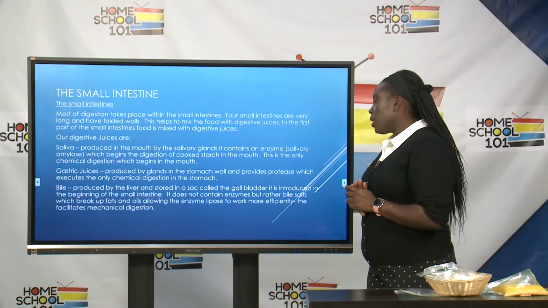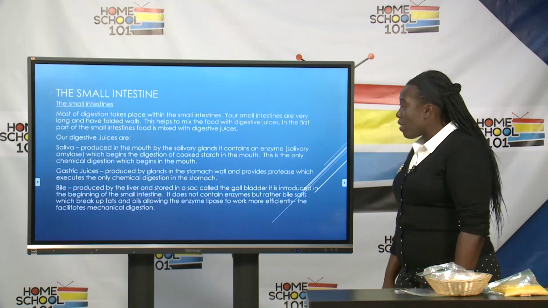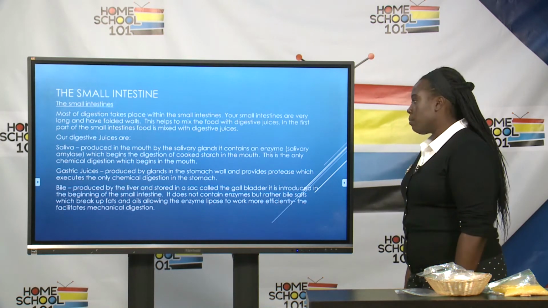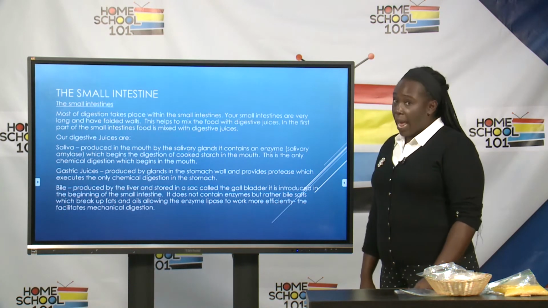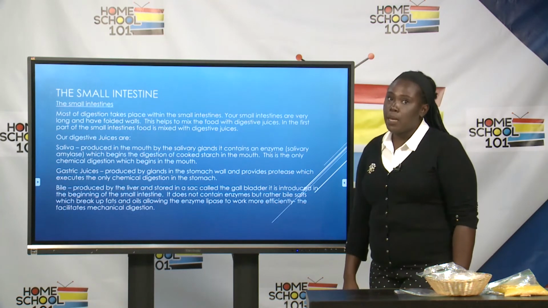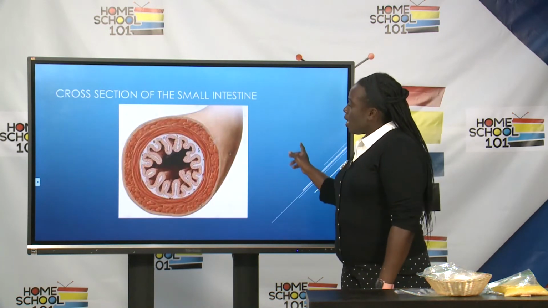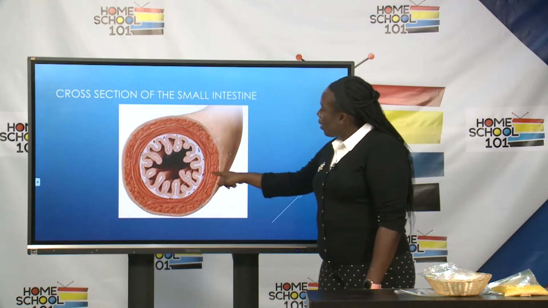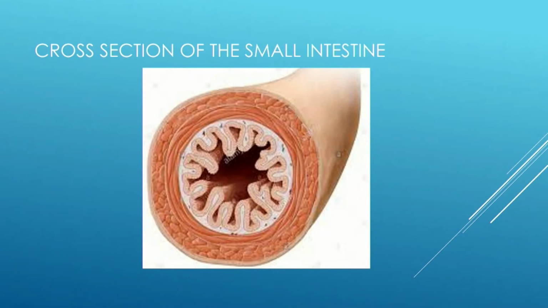It is introduced in the beginning of the small intestine, and it does not contain any enzymes, but rather bile salts. Why are these bile salts so important? They break up fats and oils, allowing the enzyme lipase to work more efficiently. This facilitates mechanical digestion within the small intestine. Here we have a cross-section of the small intestine, and we can see the folds that were mentioned before.